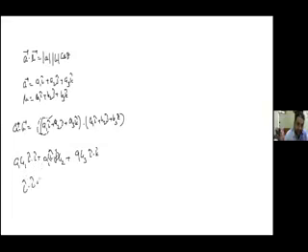Okay. Cos theta, where theta is the included angle between them.